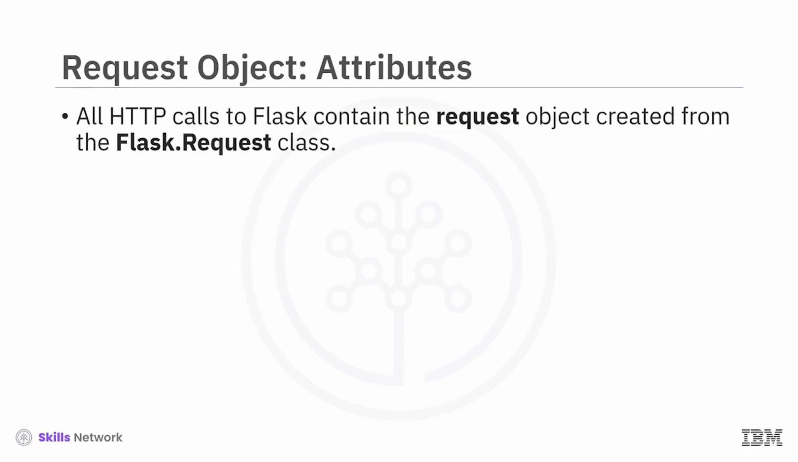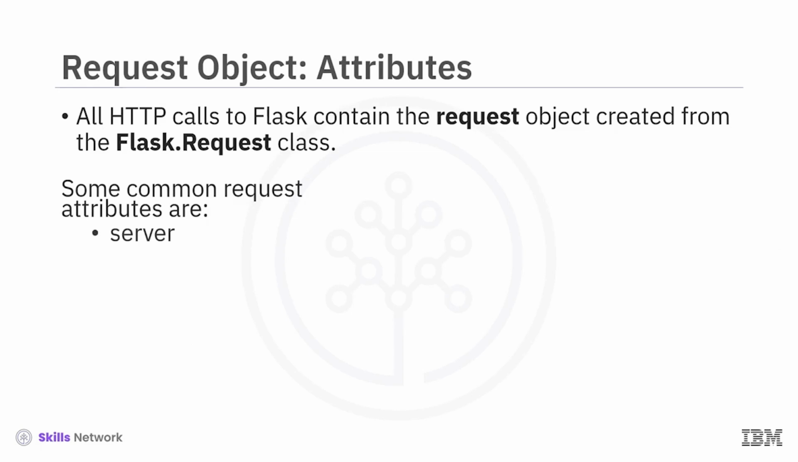All HTTP calls to Flask contain the request object created from the flask.request class. When a client requests a resource from the Flask server, it is handled by the app.route decorator. You can examine and explore the request object in the same method. Now, the following information is available in the request object: the address of the server in the form of a tuple host port, the headers sent with the request, and the URL that is the resource asked by the request.